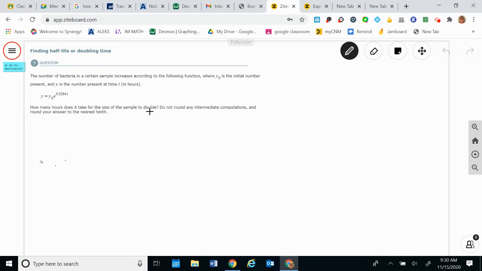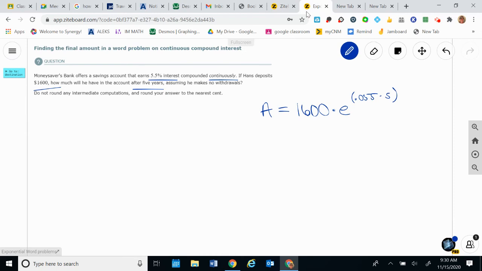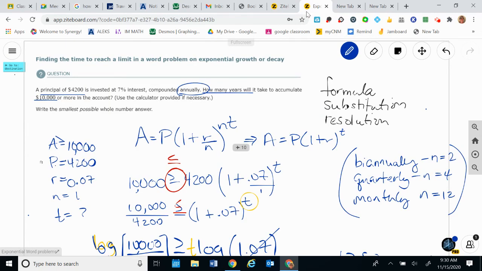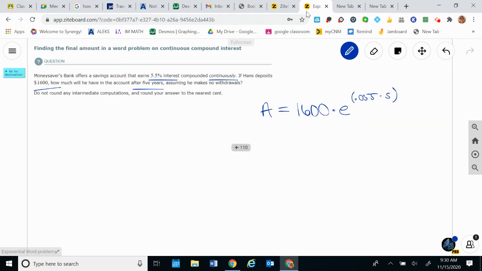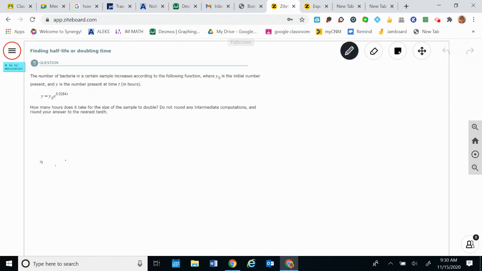To find T, we're going to be doing half-life or doubling time. It's interesting, though, I don't have any where you're finding time with money, per se. Maybe they'll be in here, I can't remember if I put them in here. But this is basically finding half-lives or doubling time.